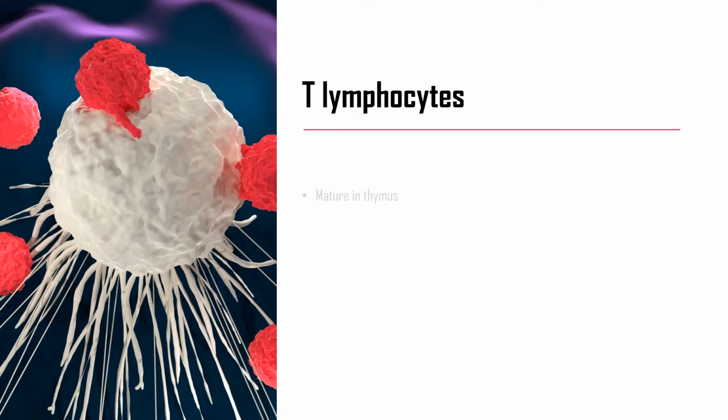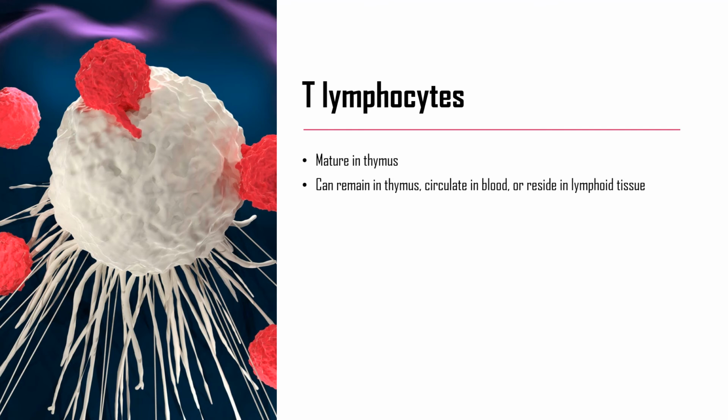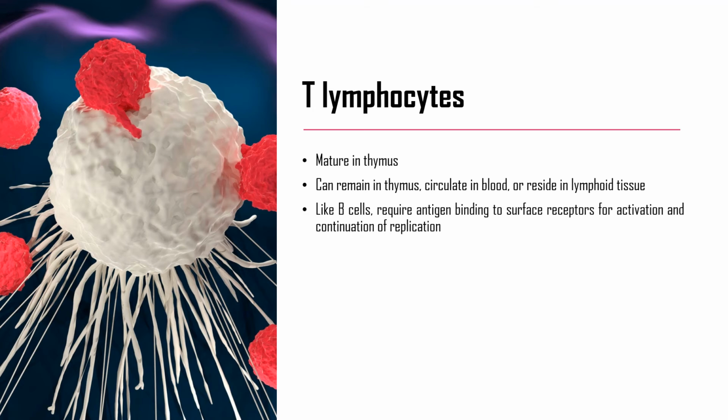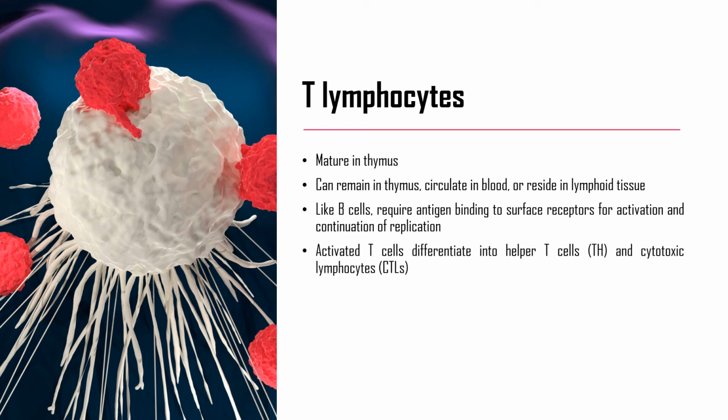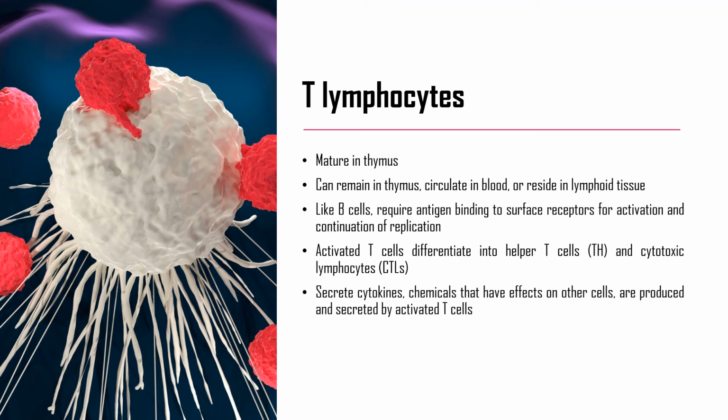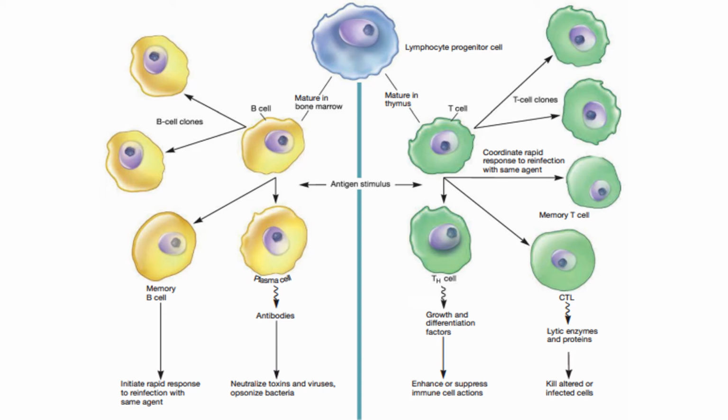Then we have T lymphocyte cells. They mature in the thymus. They can remain in the thymus, then circulate in blood or reside in lymphoid tissue. Like B cells, they require antigen binding to a surface receptor for activation and continuation of replication. Activated T cells differentiate into two types: helper T cells or Th, and cytotoxic lymphocytes, CTLs. They secrete cytokines. Chemicals that have an effect on other cells are produced and secreted by activated T cells.